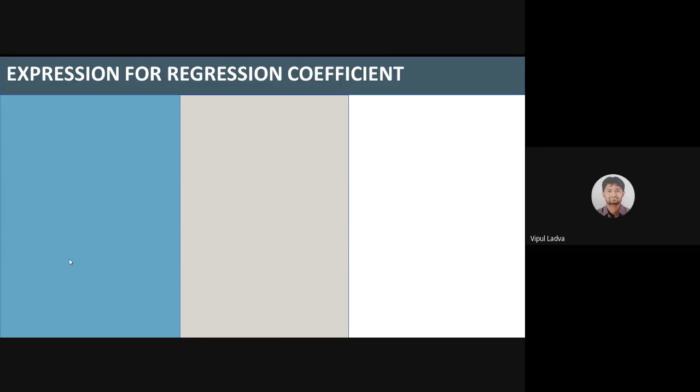Expression for the regression coefficients. When we wish to deal with any of the regression lines, as we know, we're going to address both the regression line x on y and y on x, and we will be in need of the coefficient of correlation. So what is the formula for the coefficient of correlation?